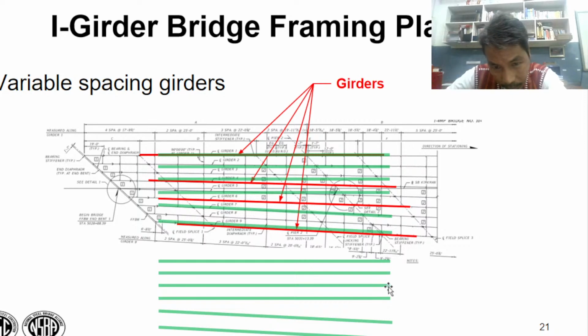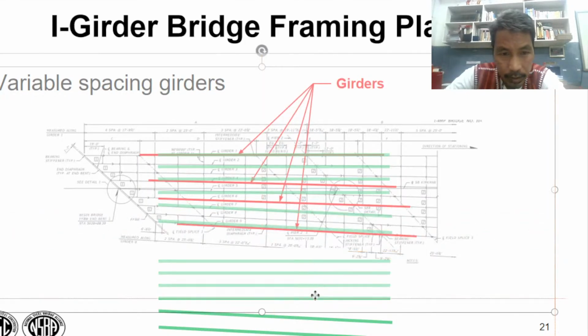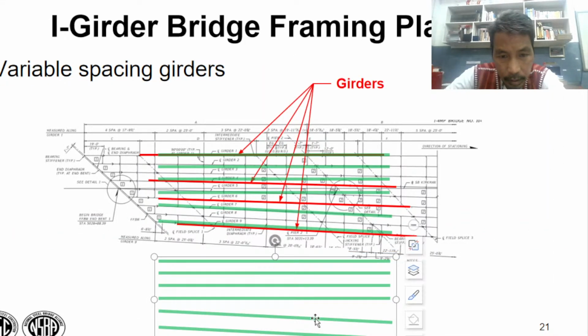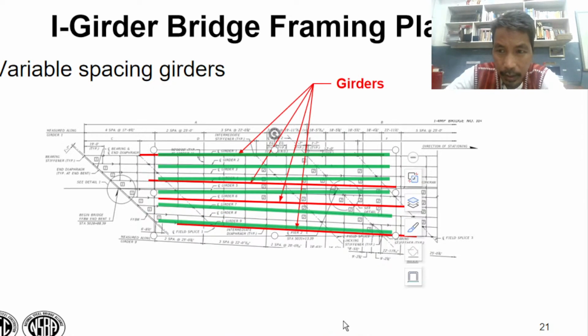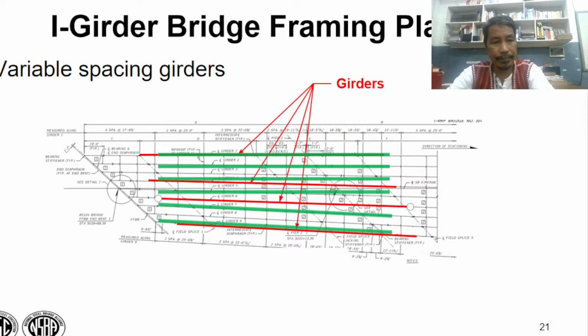Some of the girders have constant spacing like this one. 1, 2, 3. 1, 2, 3. But here we don't have constant spacing. We have a variable spacing here. This is just a representation of this green here, the same representation. So actually you can put it there. Oh, that is the exact representation, right? So that is the exact representation of that component.